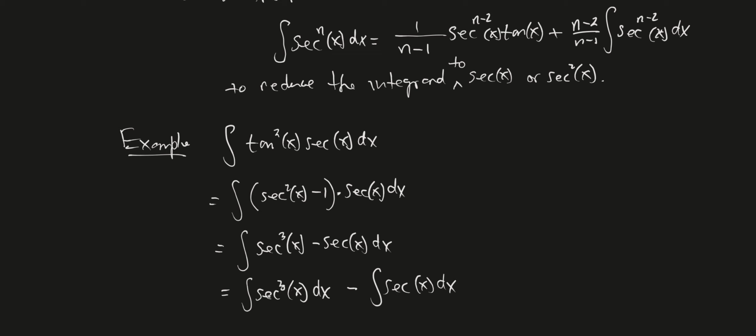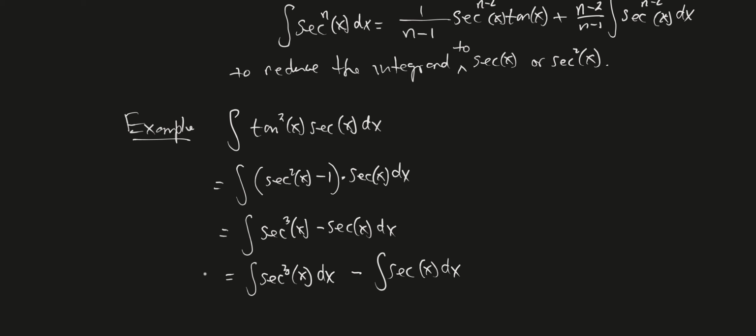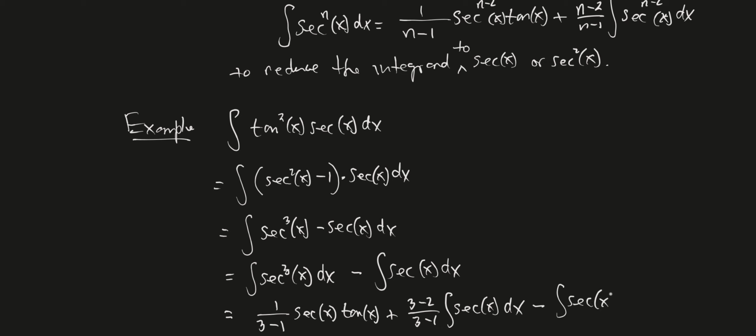Okay, so when we reduce the integral of secant cubed, this is what it becomes. In this case, my n is 3. So we will have 1 over 3 minus 1 times secant to the power 3 minus 2, so that's to the first power, of x, and then times our tangent, plus 3 minus 2 over 3 minus 1 times the integral. With n equals 3, when we subtract 2, we bring it down to a power of 1. So that's this part of it, and then we have to subtract this other integral: minus the integral of secant x dx.